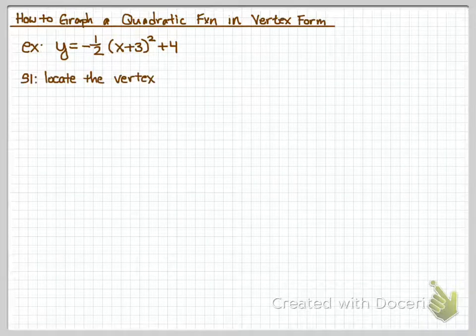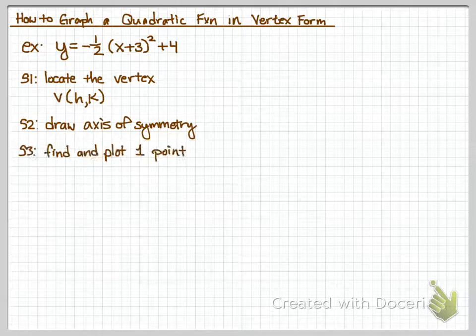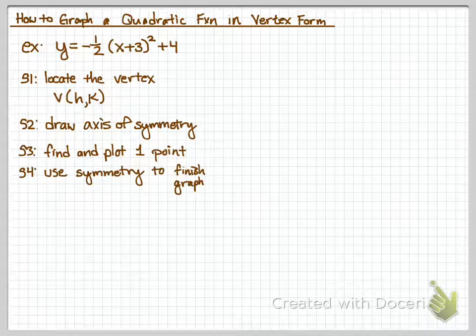Here are the steps. Step 1, locate your vertex. That's your h and your k. Step 2, draw your axis of symmetry. Every parabola and quadratic function has an axis of symmetry that runs right through the vertex. Step 3, find and plot one point other than the vertex. Find one more point and plot it. And then use the symmetry to finish the graph. So in essence, you only need 3 points. You want more to be more exact when graphing it, but 3 will do for now.